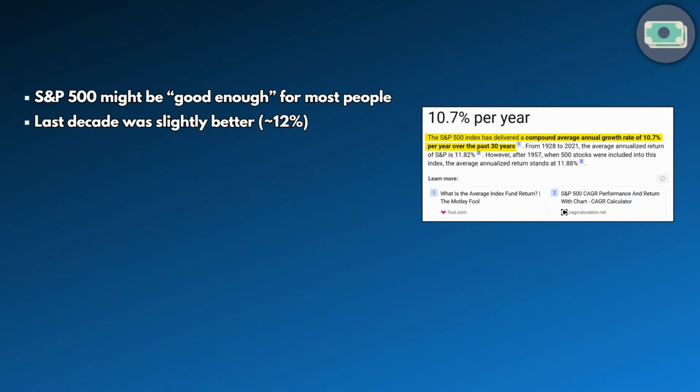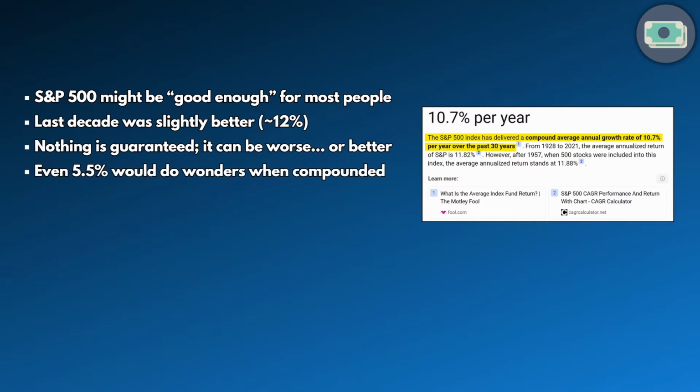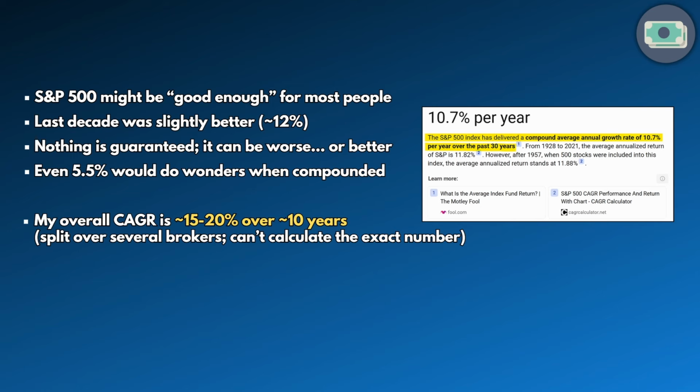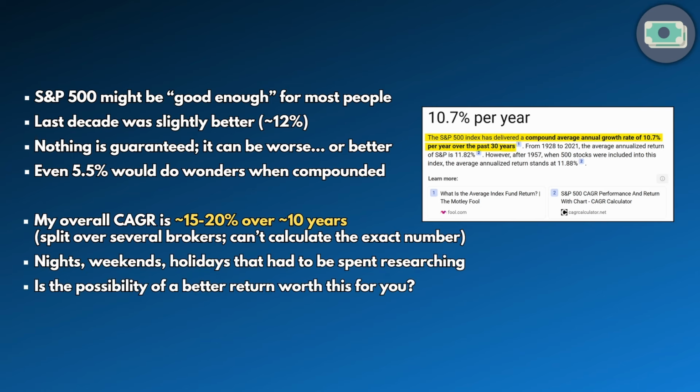But over the past decade, the S&P 500 had a compound annual growth rate of around 12% and the overall growth rate is around 10% per year. It doesn't mean it will keep doing that, but for a majority of people, even half of that should be enough to help you reach your goals. With all this work, I got something like a 15-20% compound growth rate, which sure is a huge difference, but this is nights and weekends and holidays that I had to sacrifice.